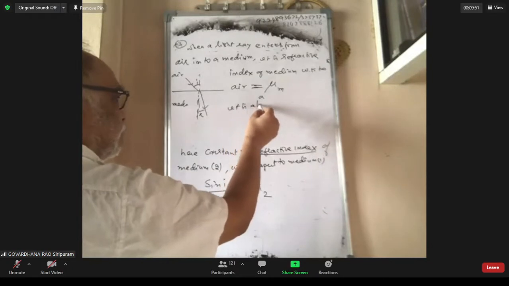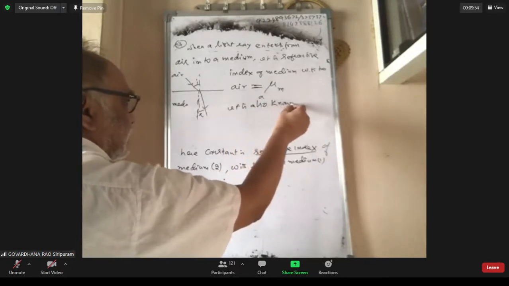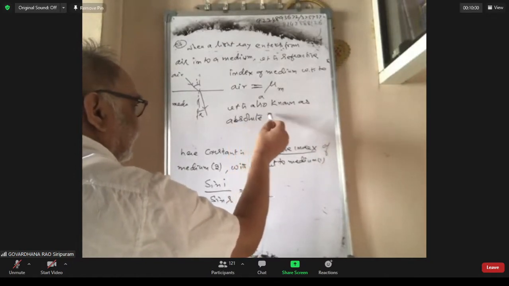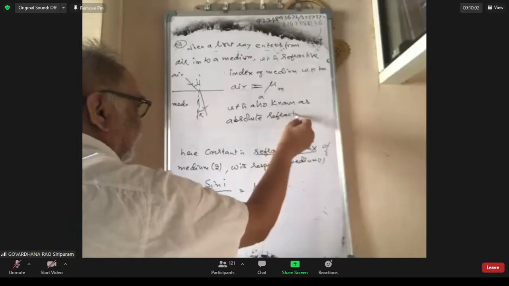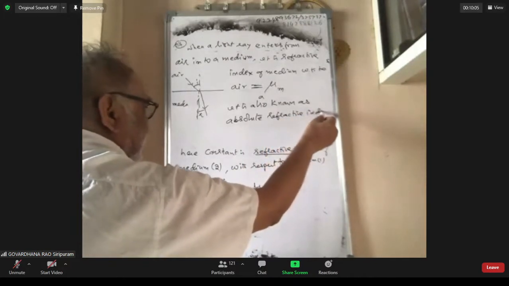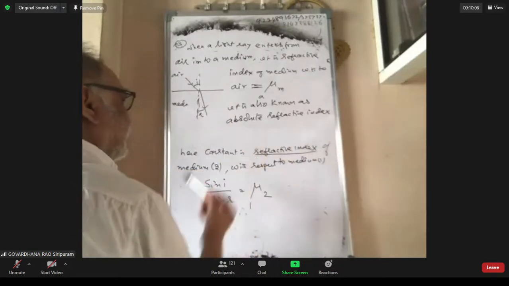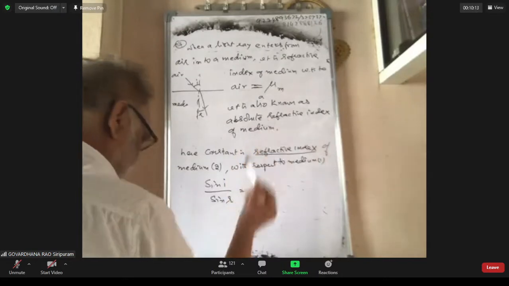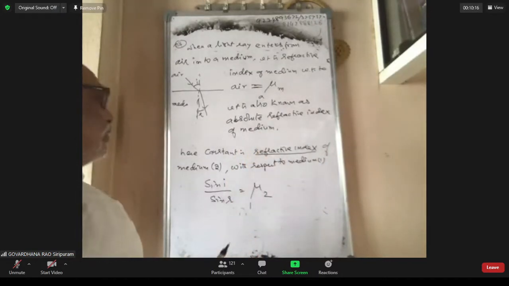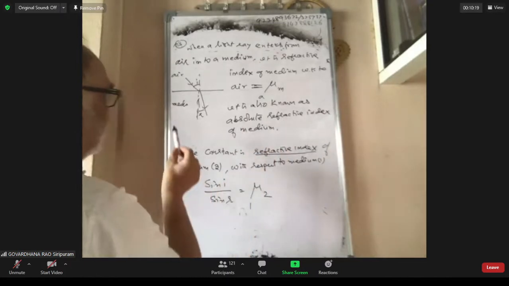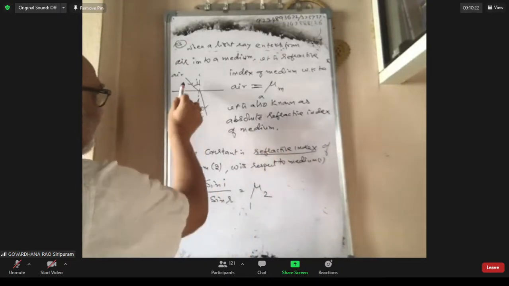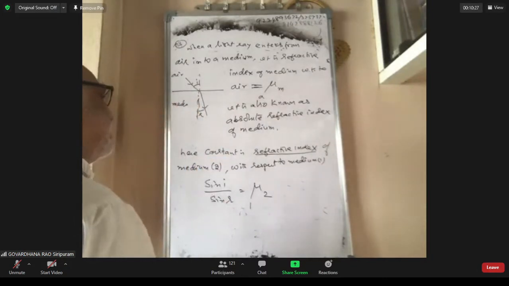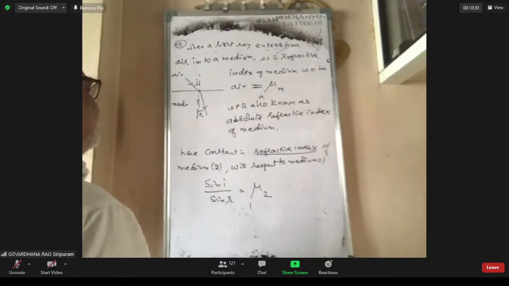It is also known as absolute refractive index of medium. What is meant by absolute refractive index of medium? Refractive index of medium with respect to air is called absolute refractive index of medium.